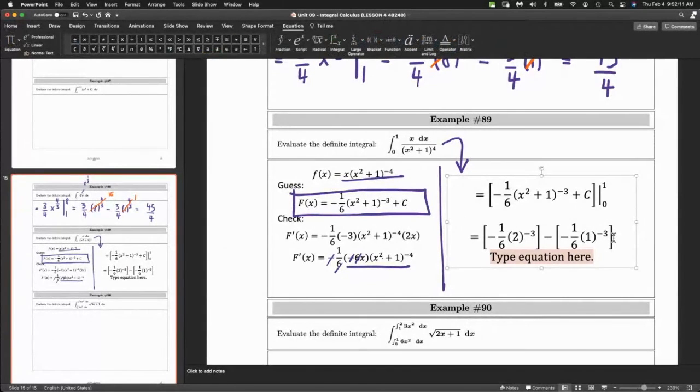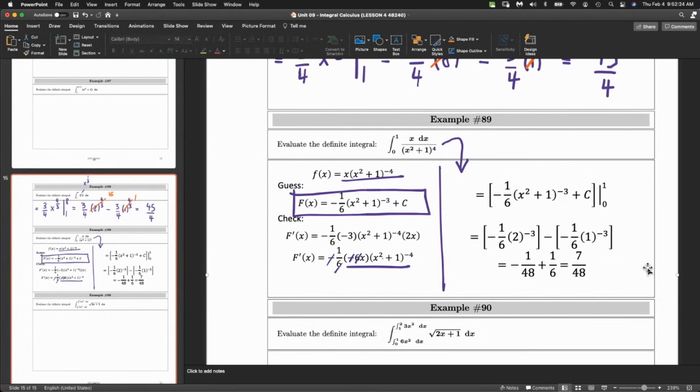So this equals negative 1 over 48 plus 1 over 6, which is 7 over 48. And that's the final answer. Hopefully you had a little bit more comfort with that example.